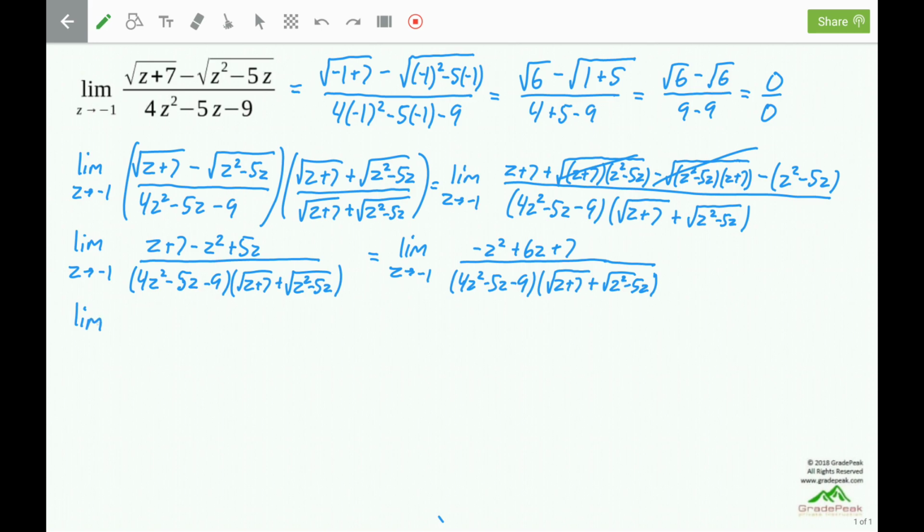Since the numerator has a negative z squared for its leading term, I'm going to start by factoring a negative out, which will give us a positive z squared, a negative 6z, and a negative 7. Change the sign on everything there. It'll make it a little easier for the factorization. Leave everything else exactly as we see it.